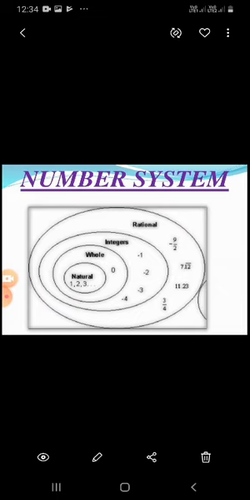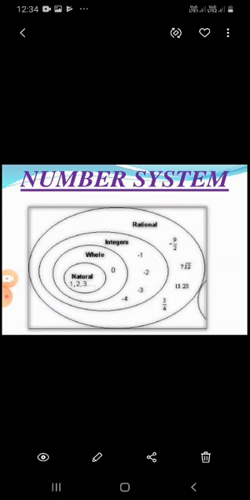Now coming to whole numbers, as you can see, natural numbers and here it is shown 0. When natural numbers along with 0 are added in a group, we get the group of whole numbers, and the symbol of whole numbers is W. So all the numbers starting from 0, 1, 2, 3, 4, 5, 6 up to infinity are known as whole numbers.